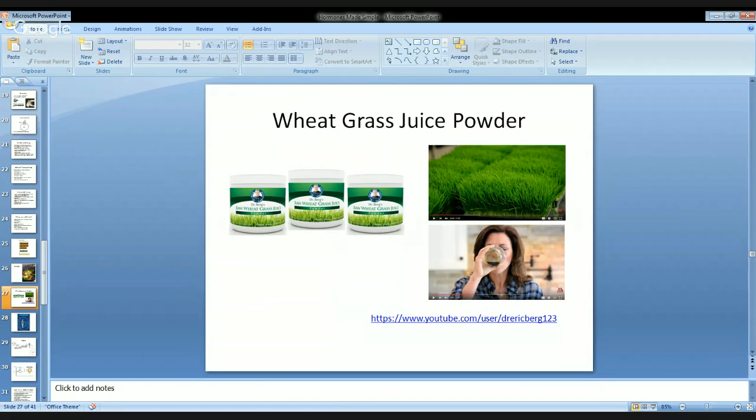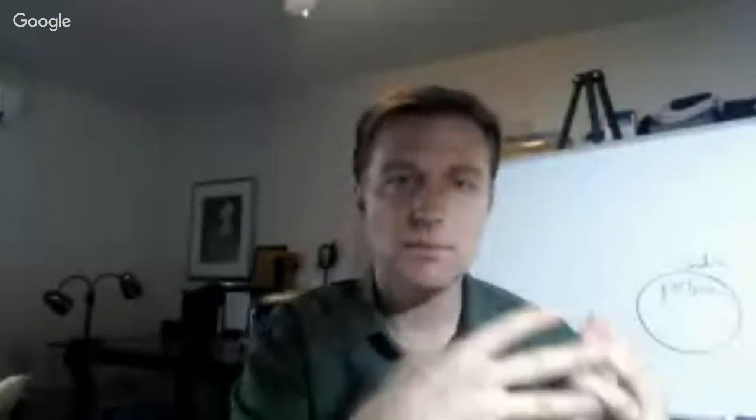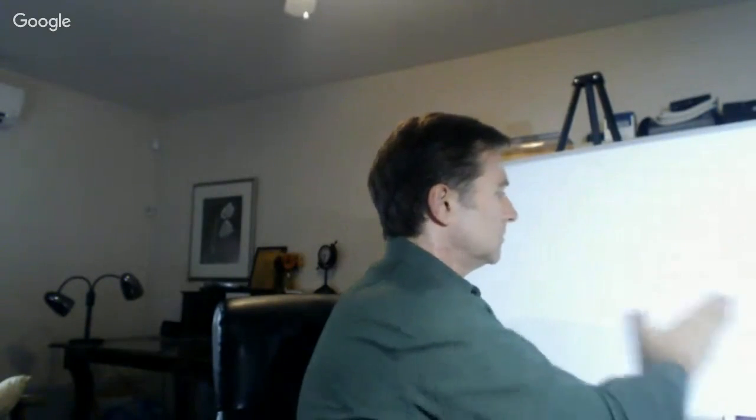Now, here's the point that I want to talk about. A lot of people have diabetes. A lot of people have high insulin, and they don't even know it. And their diet isn't better. They're eating better, but they still have the problem. And I want to show you why. Okay, so here's my favorite book again.